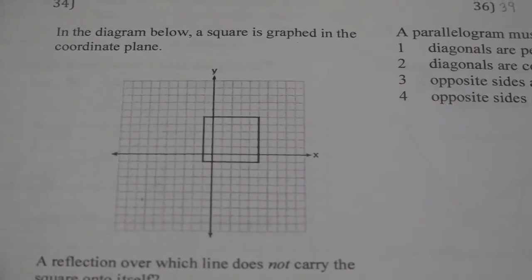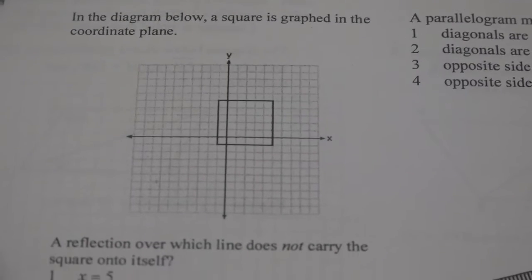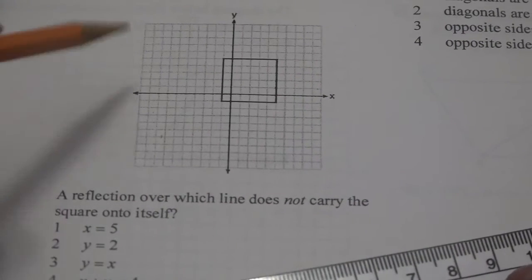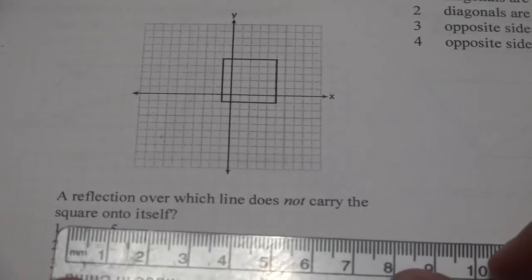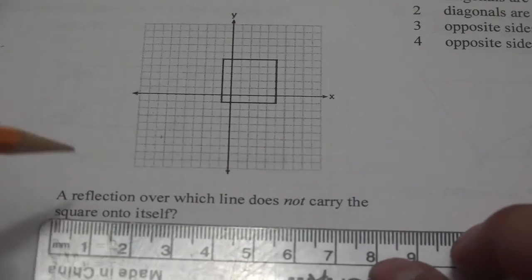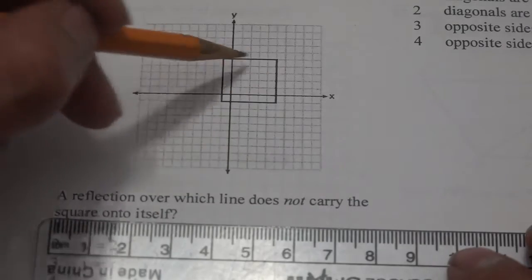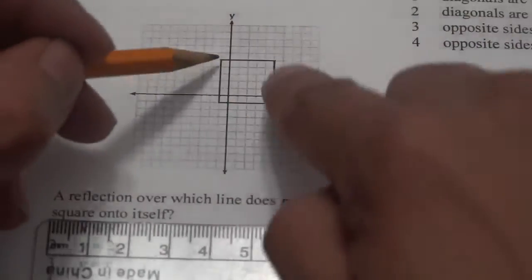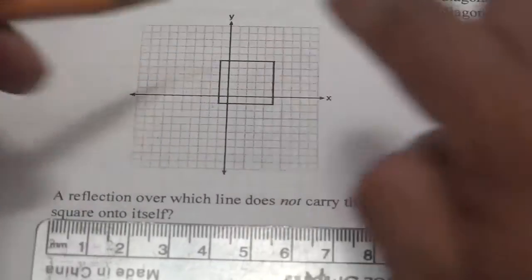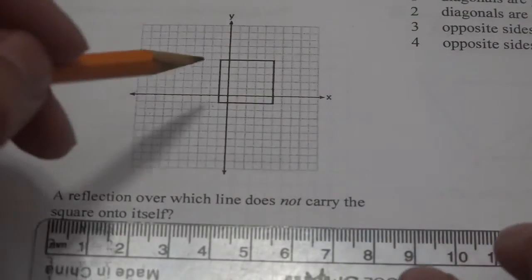So we have a diagram here, and it says, a reflection over which line does not carry the square onto itself. Carrying something onto itself means to leave it intact, untouched. That means that if you reflect it, it will still stay on the same coordinates. That's basically what it means. The coordinates will not change.